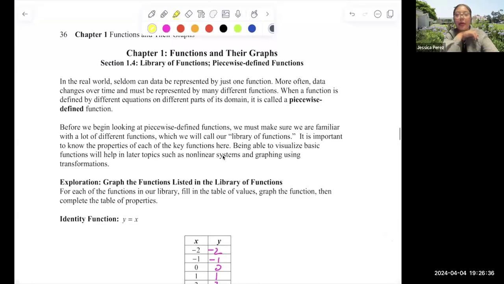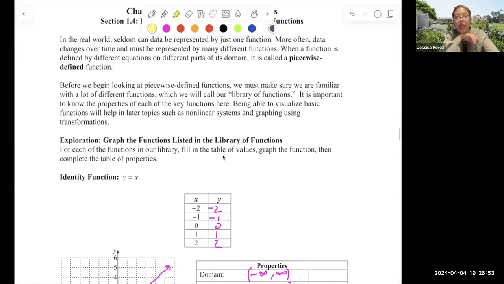In the real world, seldom can data be represented by just one function. More often, data changes over time and must be represented by many different functions. When a function is defined by different equations on parts of its domain, it's called a piecewise defined function. Before we look at a piecewise function, we must make sure we are familiar with a lot of different functions, and we call them the library of functions. I actually call them mama functions.